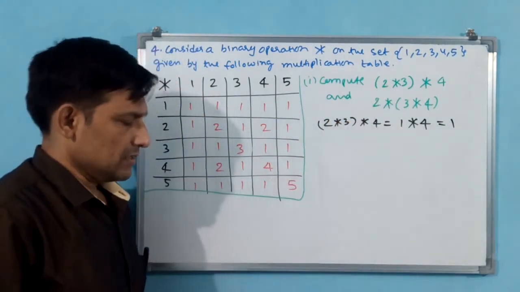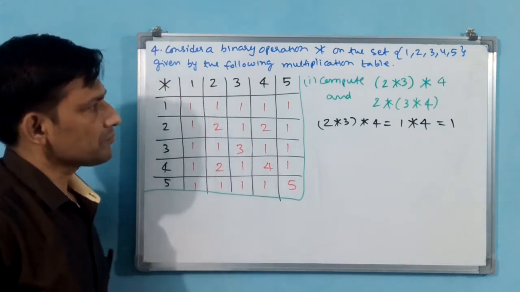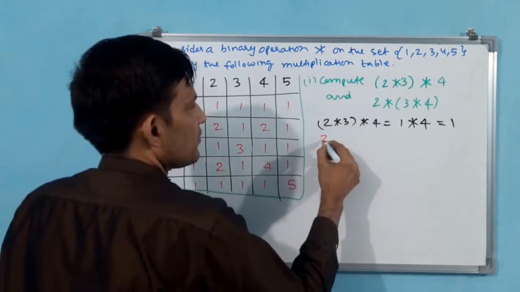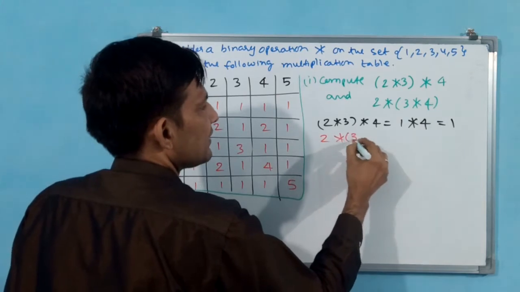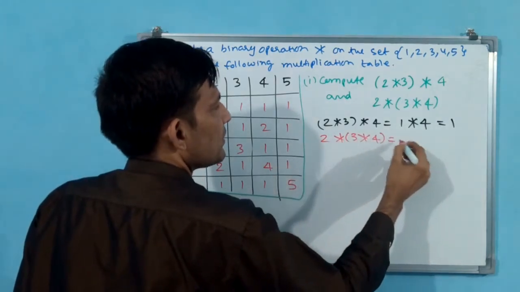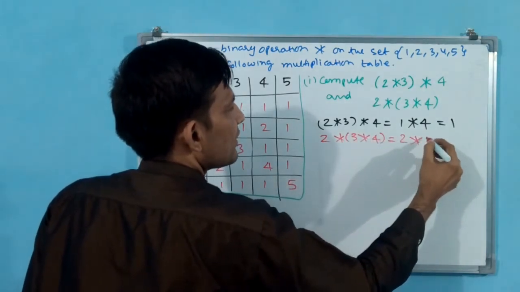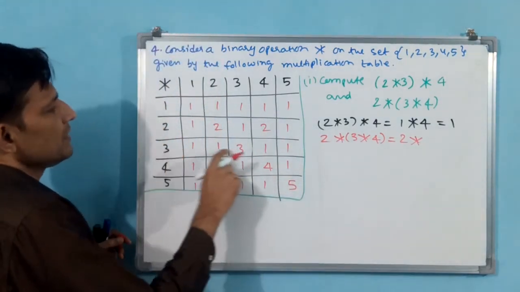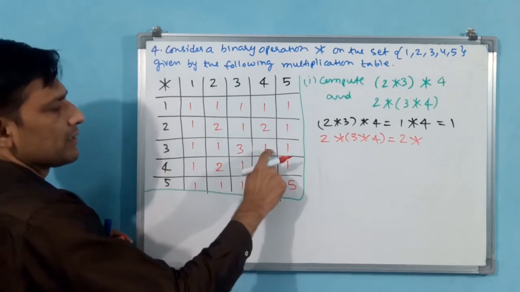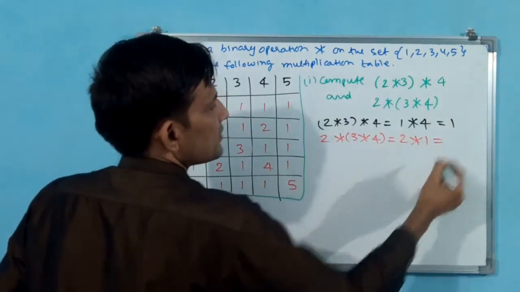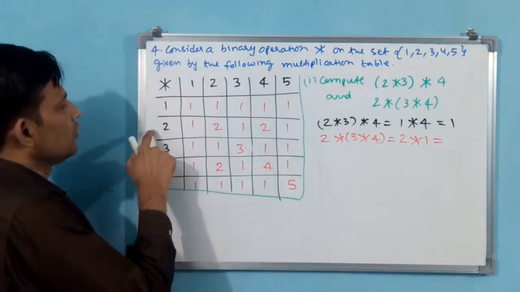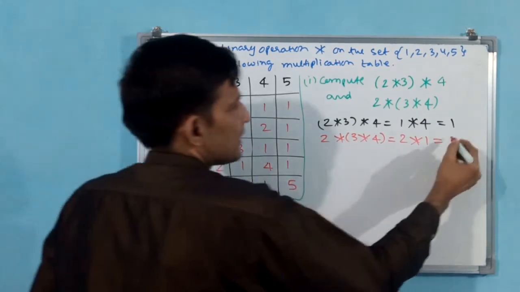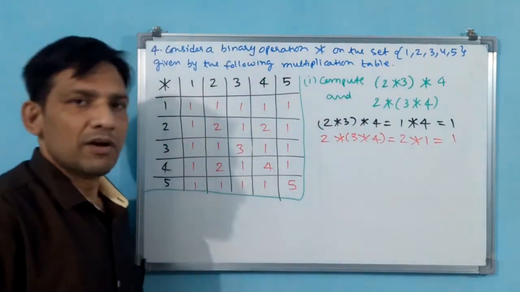Another one is also there: 2 star (3 star 4). That is equal to 2 star, now you see 3 star 4, how much will it come? 3 star 4 is 1. That is equal to, now again 2 star 1. 2 star 1 is 1. Both have given the value 1.